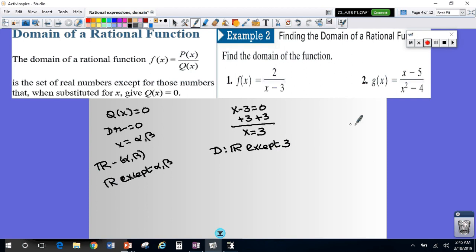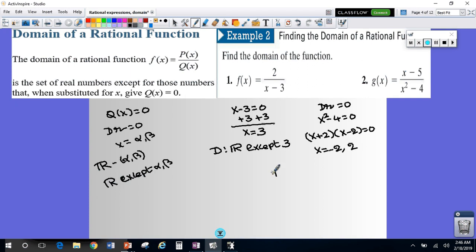Right? Okay, in the same way, look at the second problem. The denominator equals 0, that is x square minus 4 equals 0. So this is in the form of a square minus b square. So we know the factors are x plus 2 and x minus 2 equals 0. So x equals negative 2 or positive 2, right?